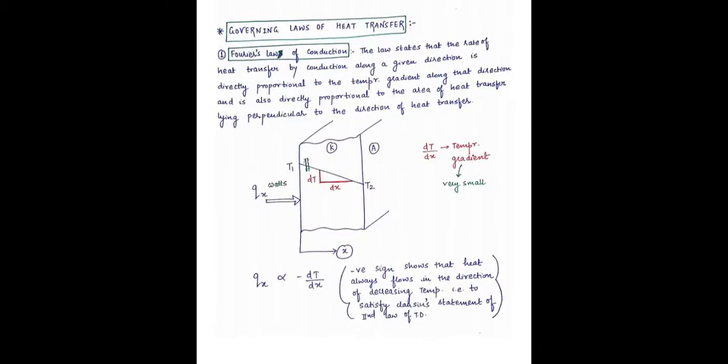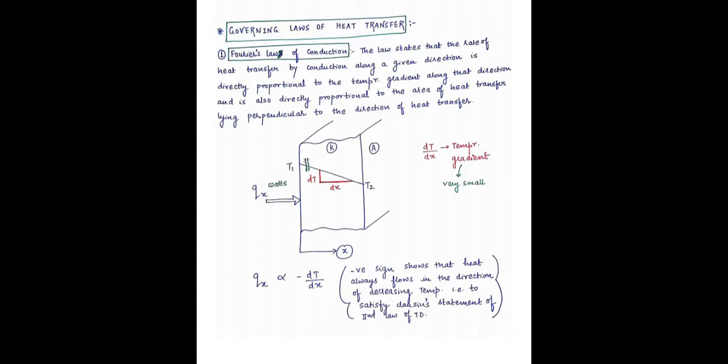Friends, now we will see governing laws of heat transfer. First, Fourier's law of conduction. The law states that the rate of heat transfer by conduction along a given direction is directly proportional to the temperature gradient along that direction and is also directly proportional to the area of heat transfer lying perpendicular to the direction of heat transfer.